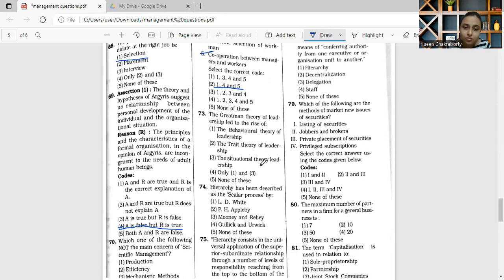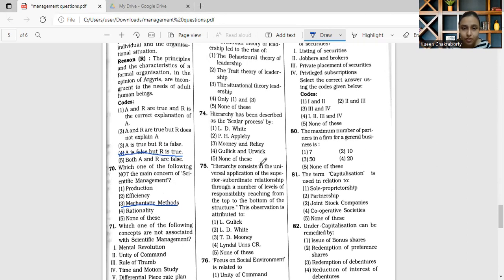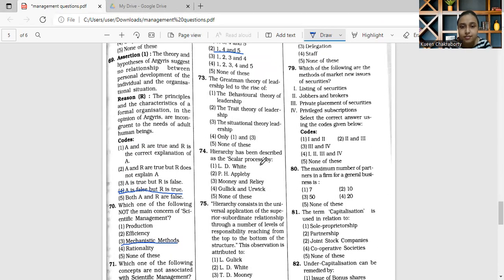Next, moving on to question number 73. Did the Great Man theory of leadership lead to the rise of the behavioral theory of leadership, the trait theory of leadership, the situational theory of leadership, only 1 and 3, or none of these? So basically, it led to the trait theory of leadership. Now I'll explain the details.